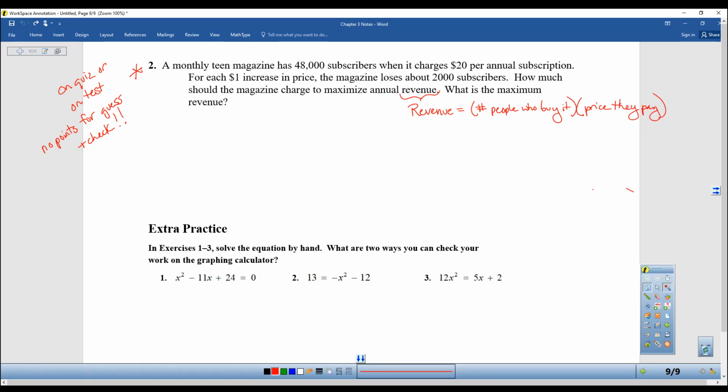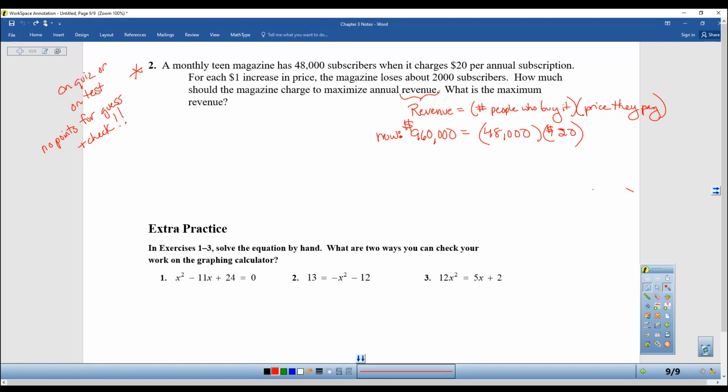That's how revenue is determined. So right now, they have 48,000 subscribers, and they're paying $20. So 48,000 times 20 is $960,000 they're making.